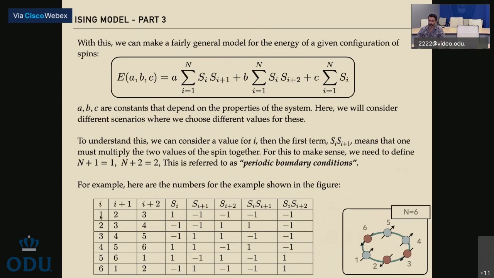If I have i equals 1, then i plus 1 is equal to 2, i plus 2 is equal to 3. In this case, if Si is equal to 1, Si plus 1 is equal to negative 1, that's going to be this guy. And the product of Si times Si plus 1 is just the product of these two numbers, which is equal to negative 1. And this one is the product of 1 times negative 1, which is also equal to negative 1. If you want to check your understanding of what these parameters mean, just check out this table.